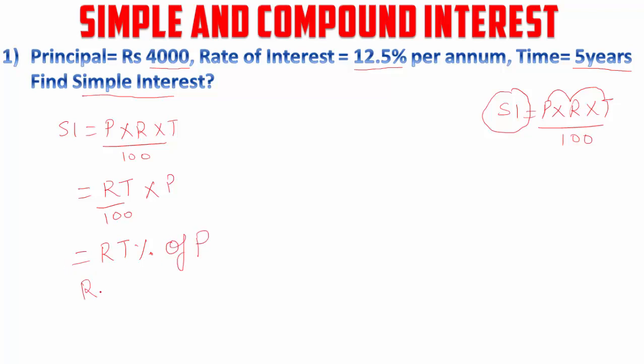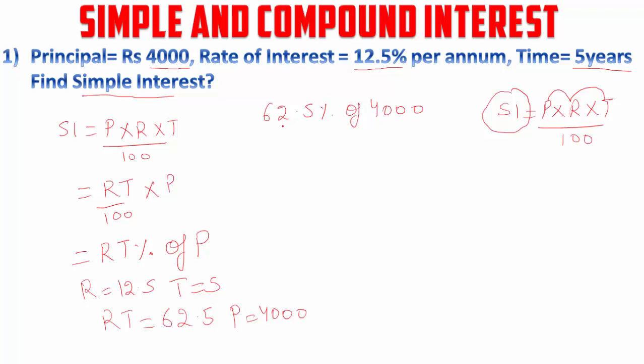We know R, that is 12.5, and T is also given, that is 5. So RT will be 12.5 into 5, that is 62.5. 12 into 5 is 60 and 0.5 into 5 is 2.5, so RT is 62.5, and P is also given, that is 4000. And we know how to calculate 62.5% of 4000, of any number, manually, as we did in our percentage section.